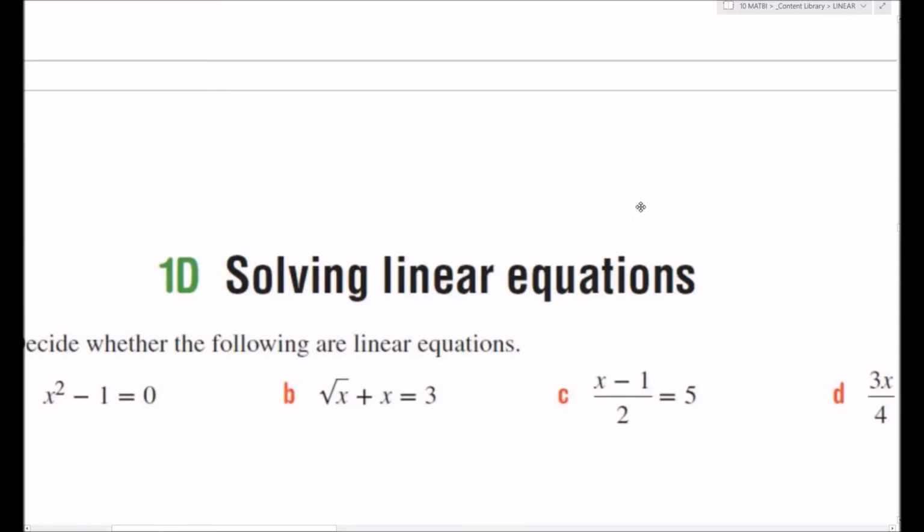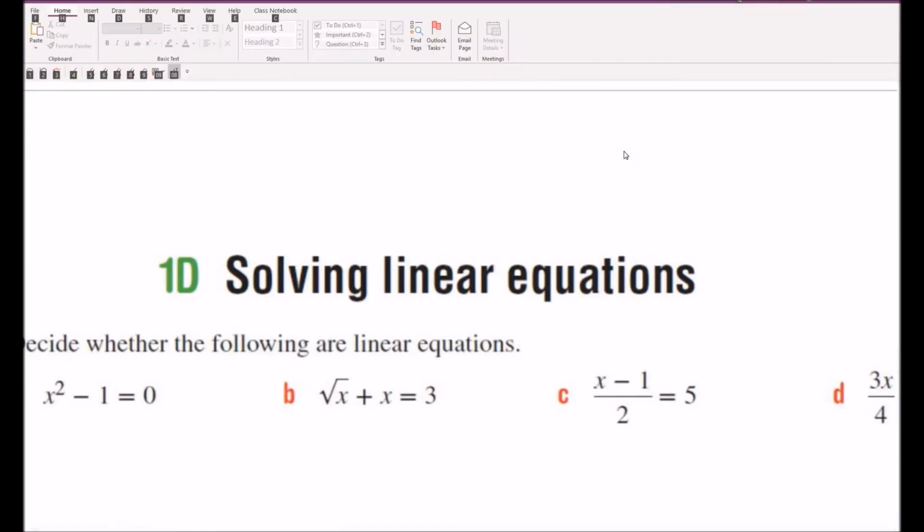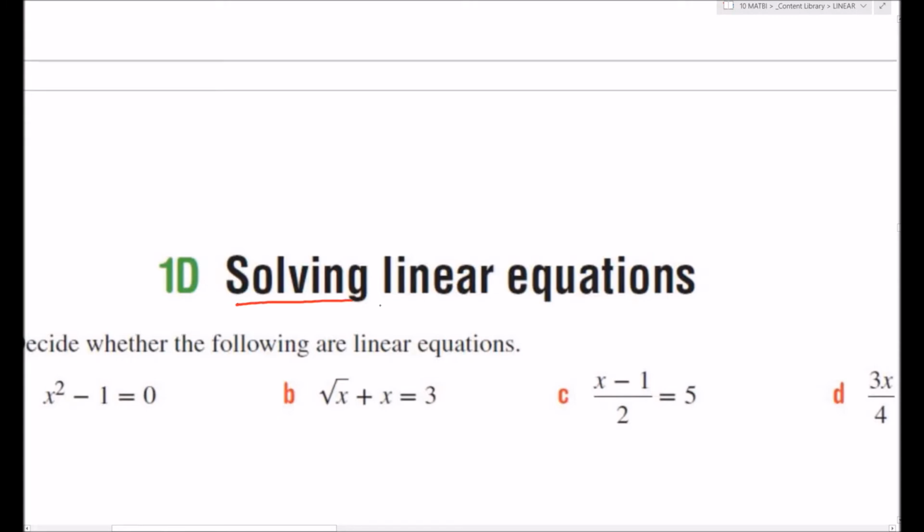Alright guys, welcome to your third lesson for our linear unit. This session will be covering solving linear equations. Right, so solving linear equations.